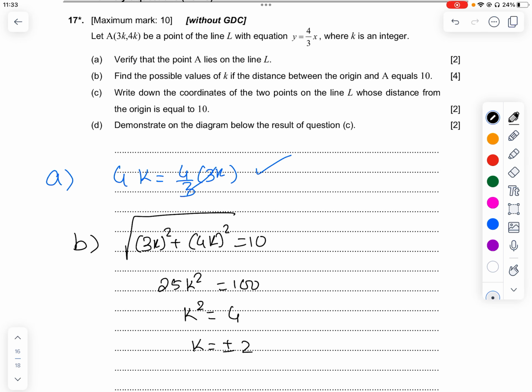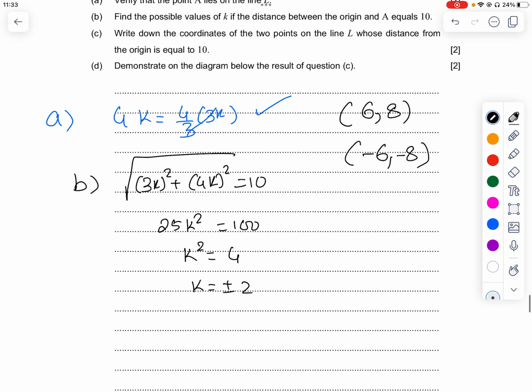Write down the coordinates of the 2 points on the line L whose distance from the origin is 10. So just now we got the k value as plus 2 or minus 2. If k is plus 2, I get 6 comma 8. If k is minus 2, I get negative 6 comma negative 8. Demonstrate the diagram on the result.